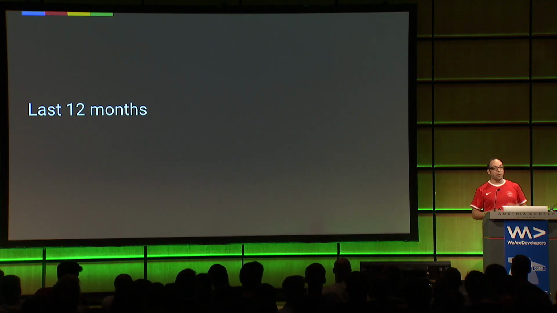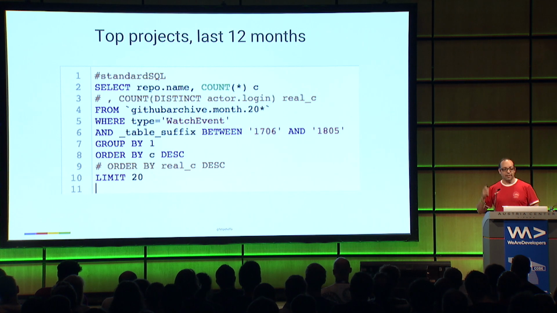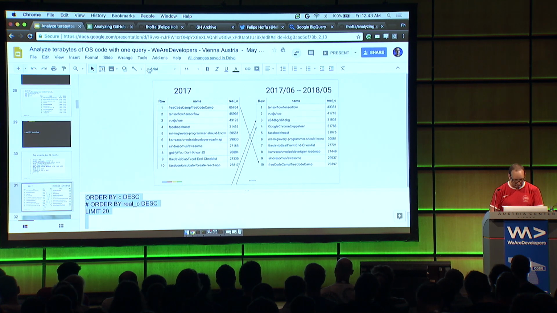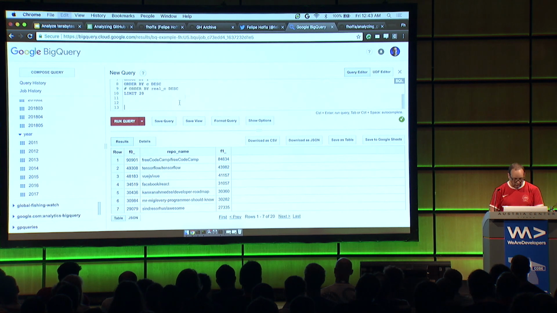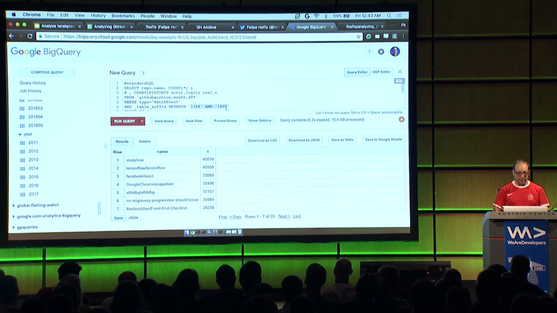Again, if you want to do the same for the last 12 months, you can run a query like this, and this query will show you what has been happening in the last 12 months. Just for the fun of it, let me copy the query. And now with this SQL, I can ask for every table from the 2000s, but only the ones between 1706 and 1805. And you can see that the top project now is Vue, followed by TensorFlow.